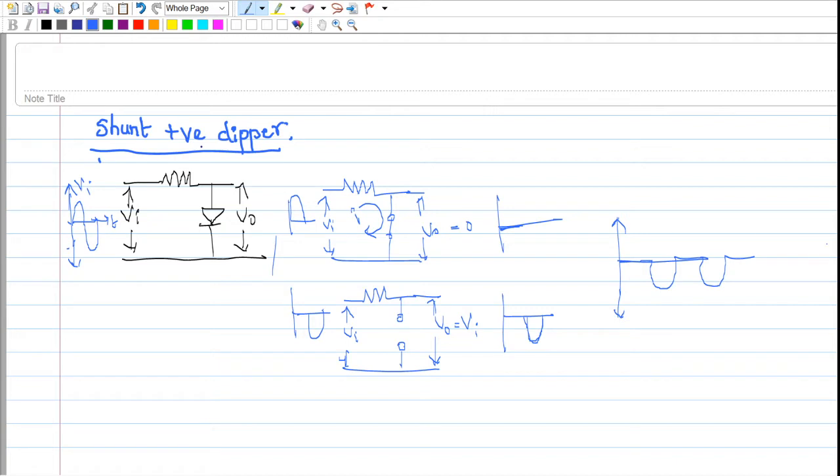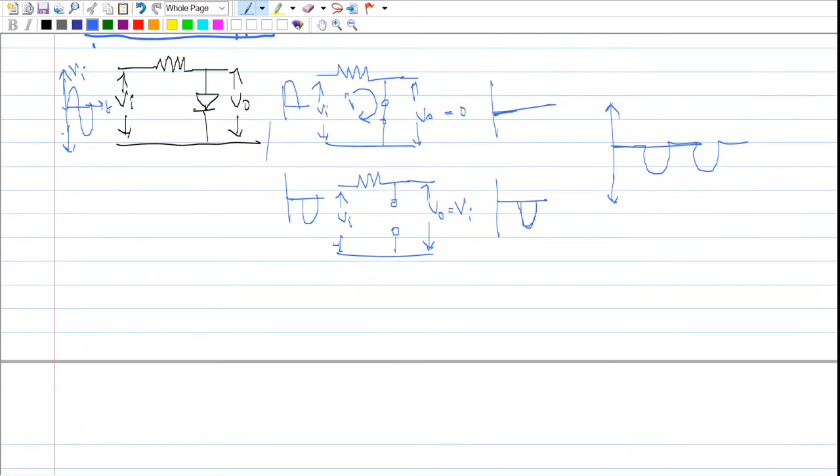Next, draw the transfer characteristic, and write down the equations. So this is the analysis of the diode. How does the diode work? This is the first stage of the analysis. Next, in the second stage, first write down the equations. These two equations are called the transfer characteristic equations. So the second stage is the transfer characteristic equations.